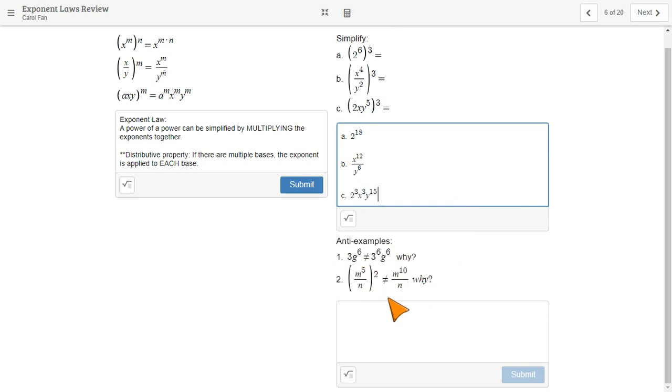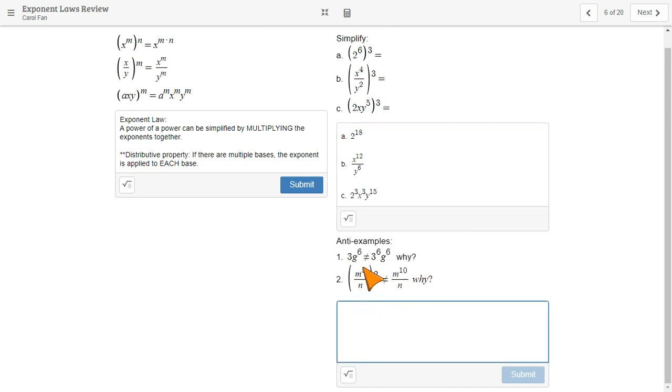Okay, let's look at a couple of anti-examples. So if I have 3g to the power of 6, this is not equal to 3 to the power of 6g to the power of 6. Why is this not the case? The 3 is not directly in front of the exponent. And because it's not directly in front of the exponent, this is just considered a coefficient, and the exponent is not applied to the 3.